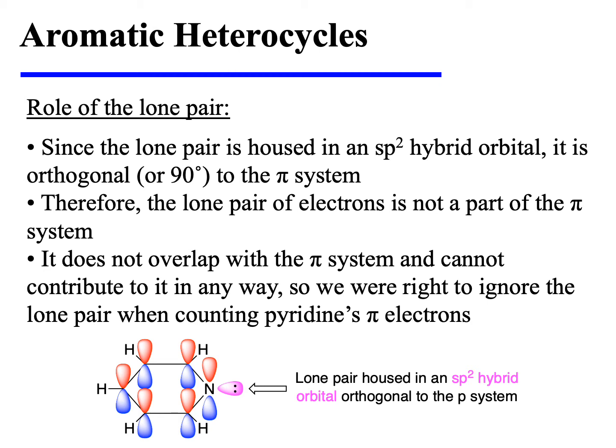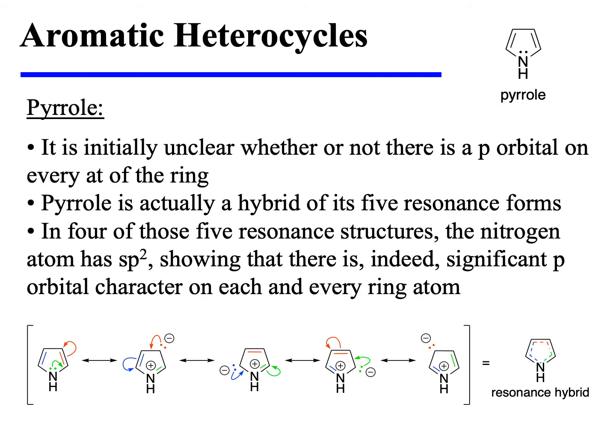Therefore, the lone pair of electrons is not a part of the pi system in this molecule. It does not overlap with the pi system and cannot contribute to it in any way. As a result, we were right to ignore the lone pair when counting pyridine's pi electrons. However, this will not always be the case. To illustrate the point, let's consider pyrrole.